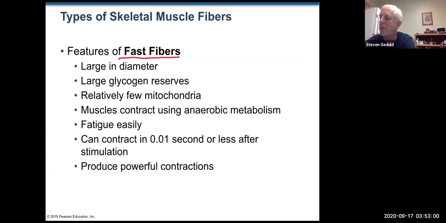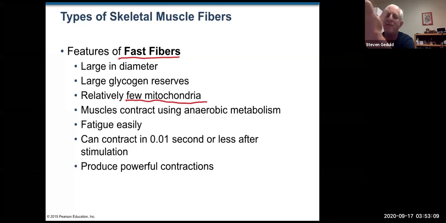Fast fibers are large in diameter, with a large glycogen reserve and relatively few mitochondria. Okay? You need to produce energy for the muscle to contract, and then you don't need it anymore. It's going to be a fast, quick reaction. Once it's done, it's done. It doesn't have to keep going. So you have very few mitochondria, or fewer than slow fibers.